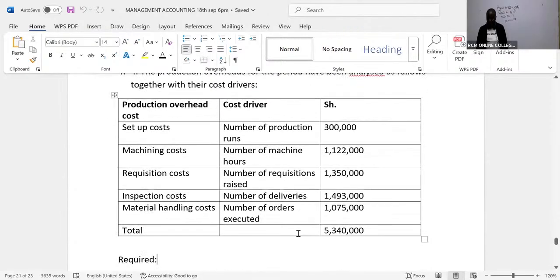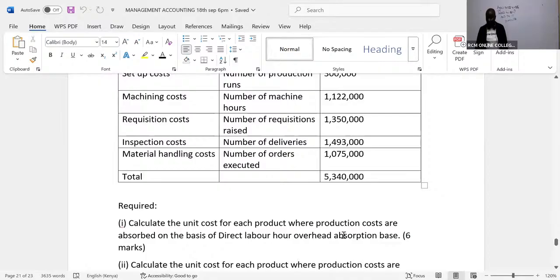And you can see the total overhead is 5,340,000. So Requirement 1 doesn't want us to use ABC. Requirement 1, they want us to calculate the cost per unit for each product where production costs are absorbed on the direct labor hour basis. 6 marks.